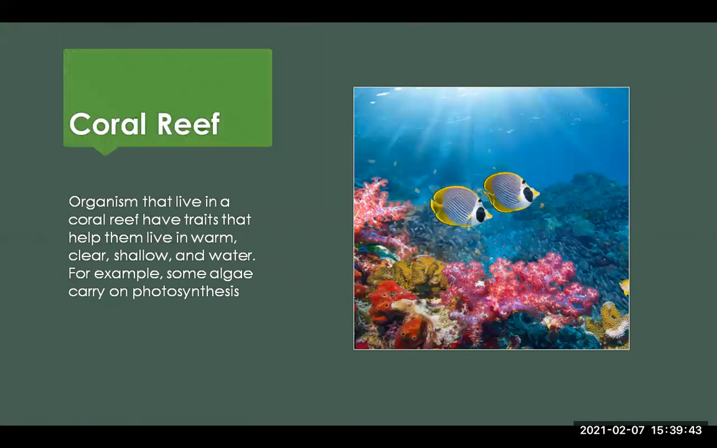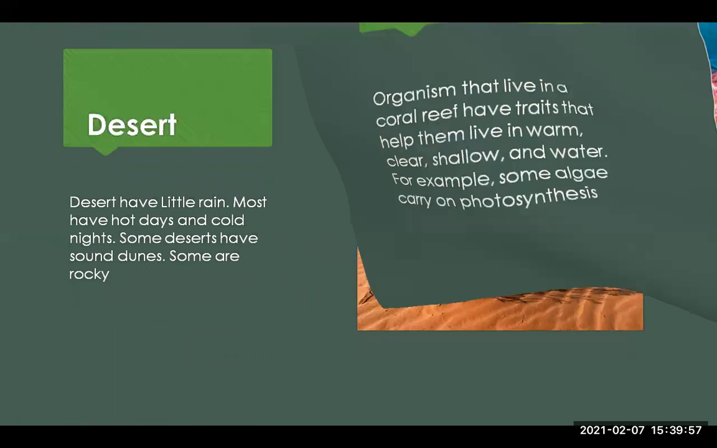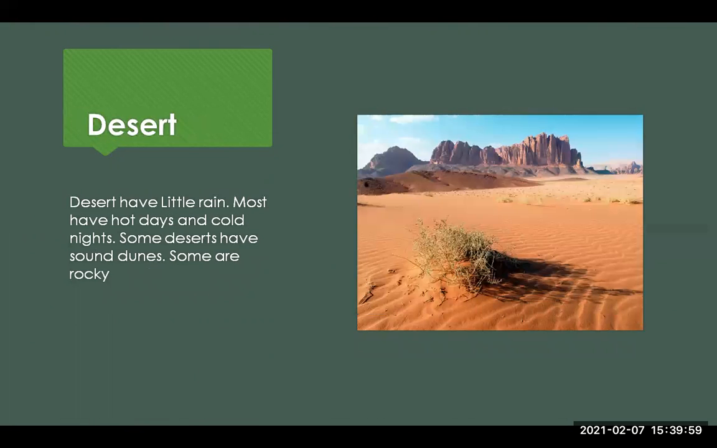Coral reef. Organisms that live in a coral reef have traits that help them live in warm, clear, shallow water. For example, some algae carry on photosynthesis. Desert. Deserts have little rain, with hot days and cold nights. Some deserts have sand dunes, some are rocky.